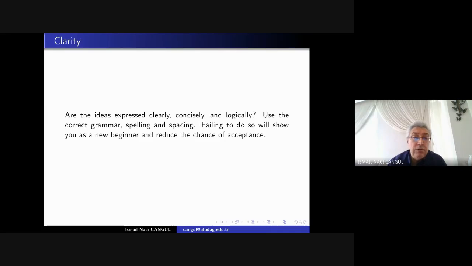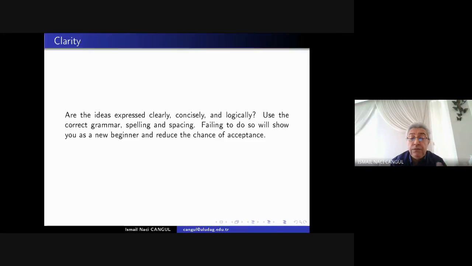As we explained, we don't usually need that. Clarity. Everything should be expressed clearly, concisely, and logically. You must use correct grammar, spelling, and even spacing. Sometimes people leave a space before a dot or a comma. There should not be a space there. And after a punctuation mark, after a comma, a question mark, a dot, there must be 1 space, not 2 or more. Just 1. But people do not care about spacing, spelling, and grammar, and they just finish the paper and think that it is ready.